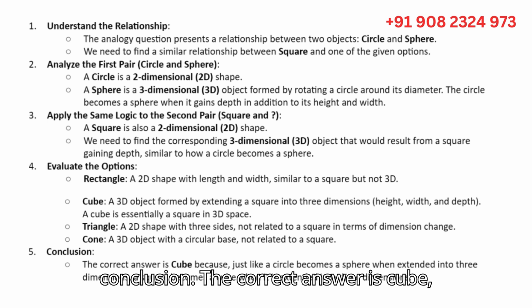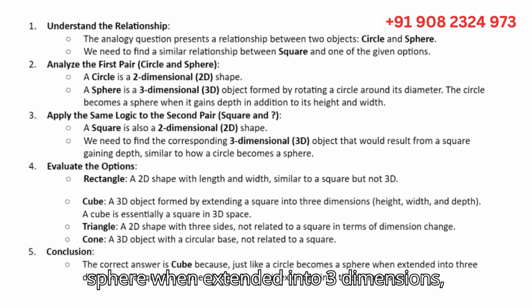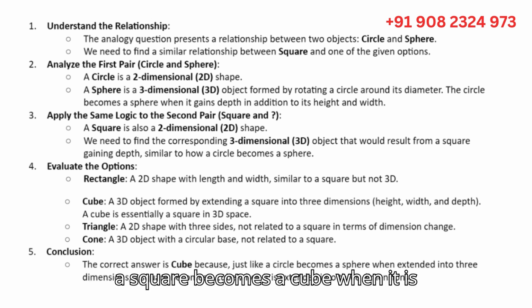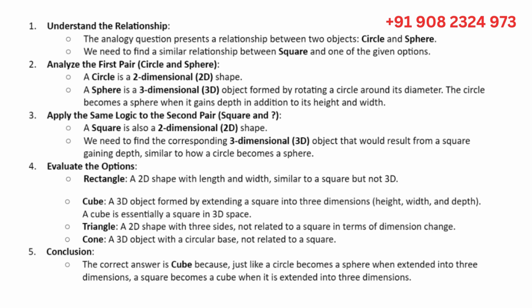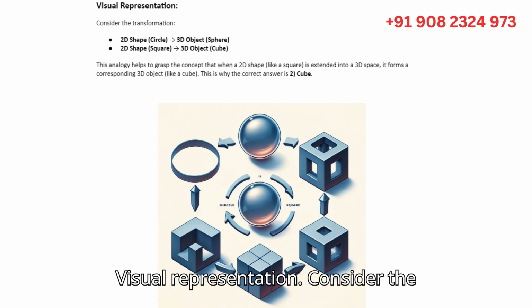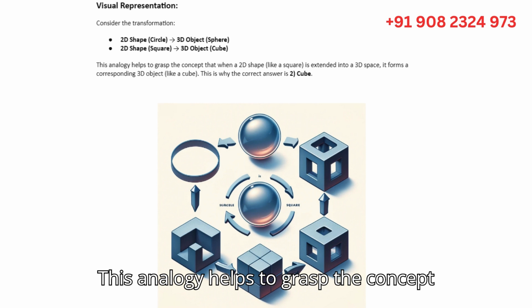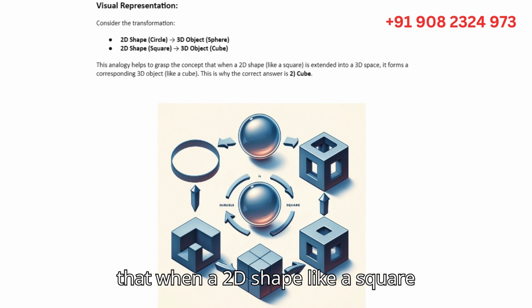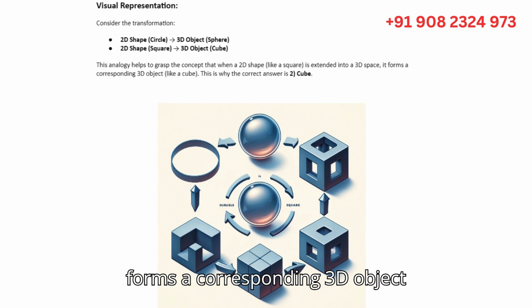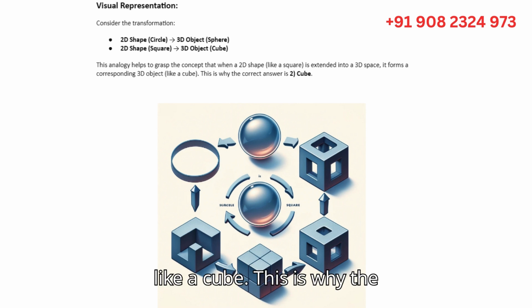Conclusion. The correct answer is cube because, just like a circle becomes a sphere when extended into 3 dimensions, a square becomes a cube when it is extended into 3 dimensions. Visual representation. Consider the transformation. 2D shape, circle, 3D object, sphere. 2D shape, square, 3D object, cube. This analogy helps to grasp the concept that when a 2D shape, like a square, is extended into 3D space, it forms a corresponding 3D object, like a cube. This is why the correct answer is 2, cube.